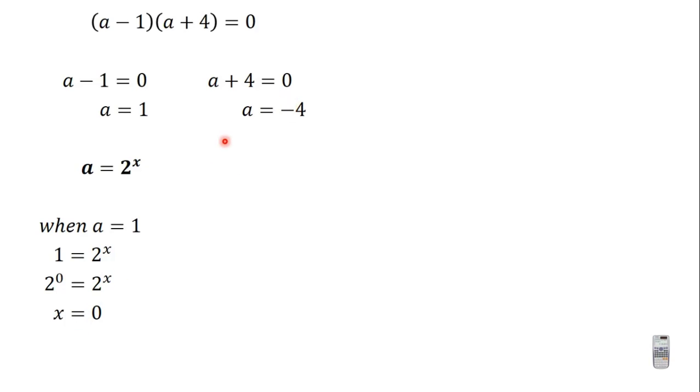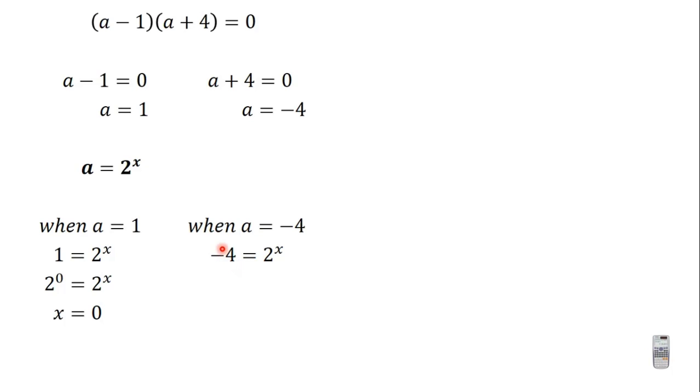We are going to consider x for the second instance because a is both 1 and minus 4. We have found x for when a is 1. So let's find x for when a is minus 4. When a is minus 4, we will have minus 4 is equal to 2 exponent x, because a is now minus 4. So minus 4 is equal to 2 exponent x.